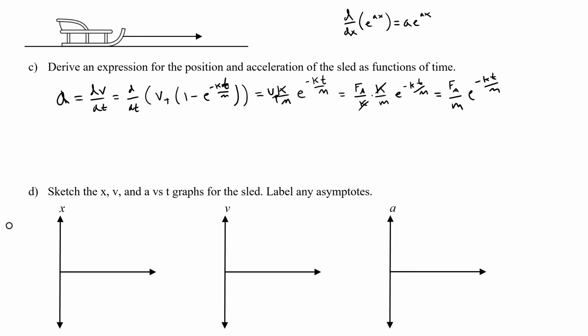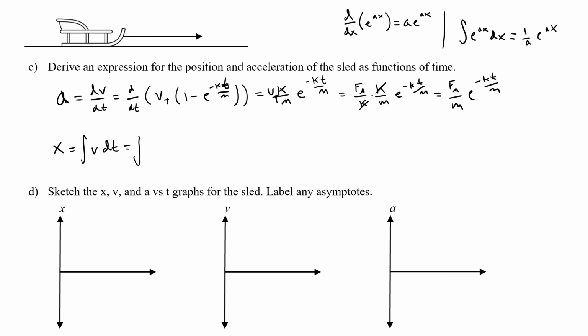Okay, great. Now let's talk about the position equation. This one's a little weirder, but the position is going to be the antiderivative of the velocity equation with respect to time. And for this, you would usually have a table integral that says the antiderivative of e to the ax with respect to x is equal to 1 over a times e to the ax. And when I apply that to my antiderivative, it's kind of strange.